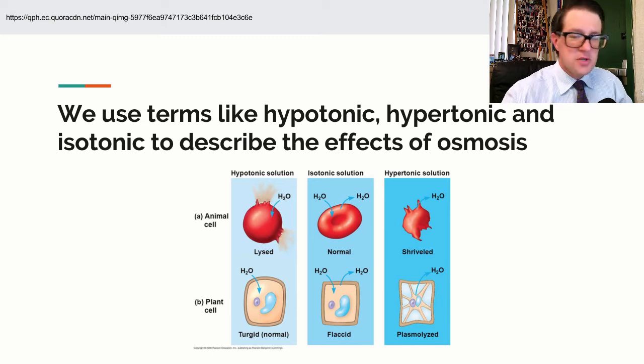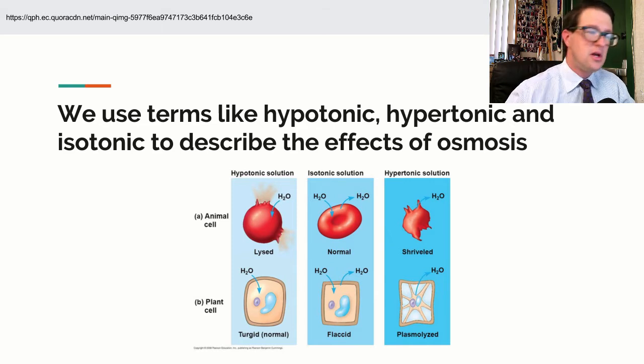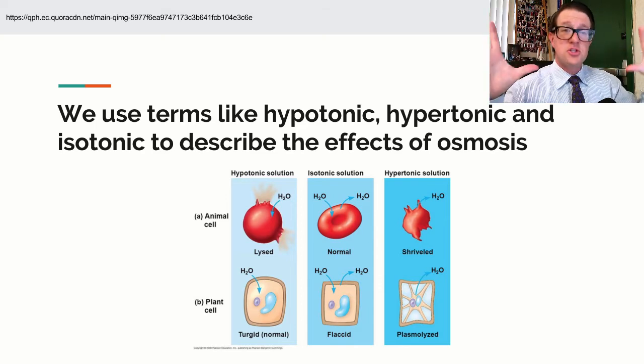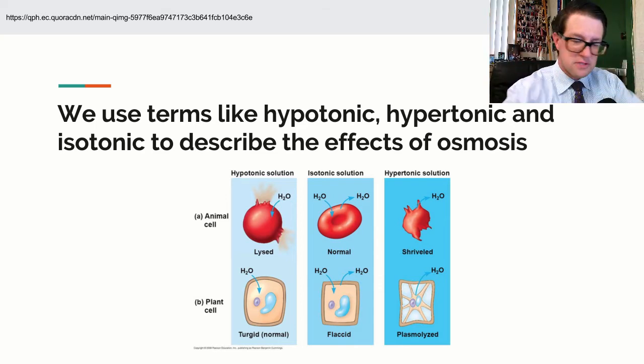The exact opposite of that would be if something is hypertonic. That would be where the solution pulls on the water too much and it pulls water out, which will cause either, if we're talking about a plant cell, we call it plasmolysis, or it causes a cell to crenate or shrivel up. So water leaves, the mass goes down, the cell shrinks.